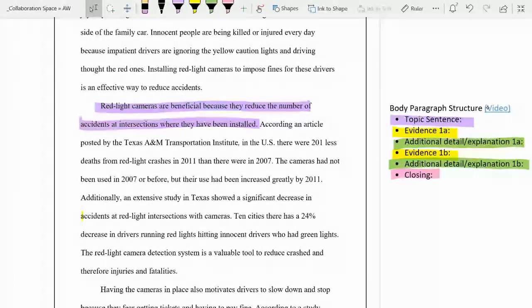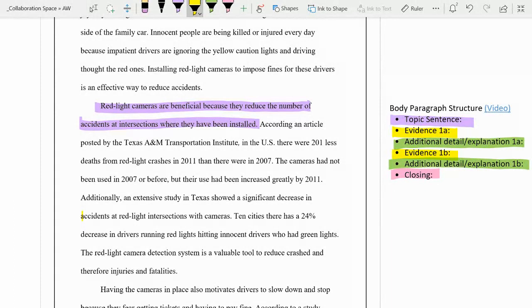And we're going to do that twice. So 1 piece of evidence with additional detail and explanation. The second piece of evidence, part B, with the additional detail or explanation. And then we're just going to close it out so we can transition into the next paragraph.